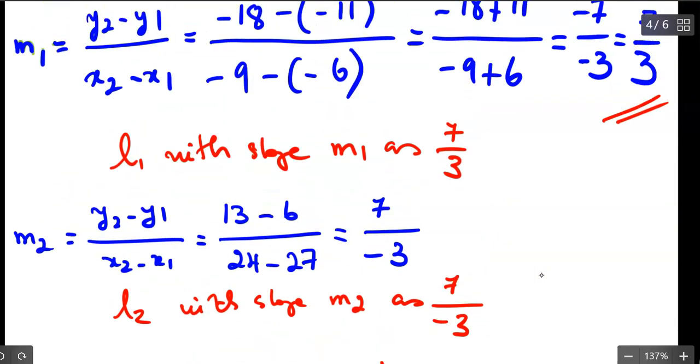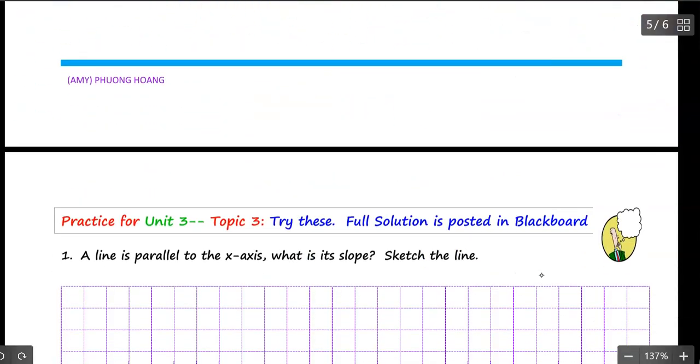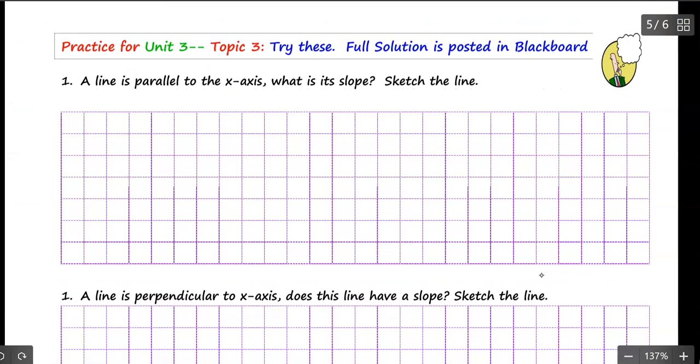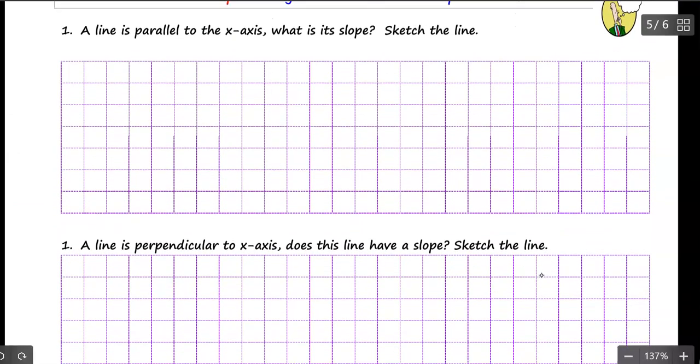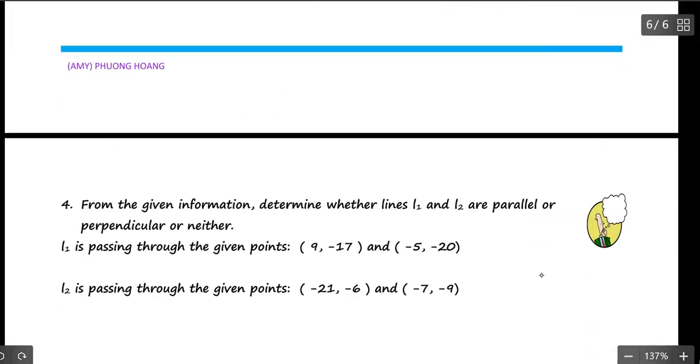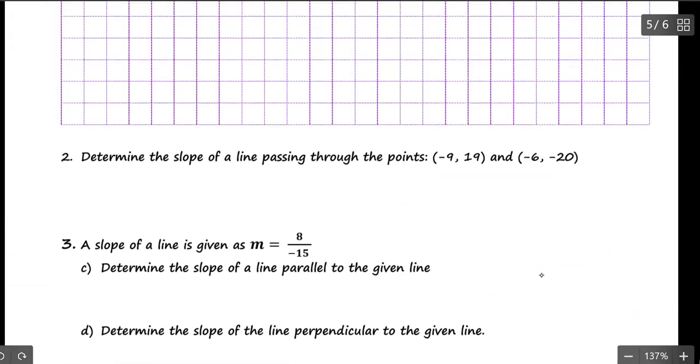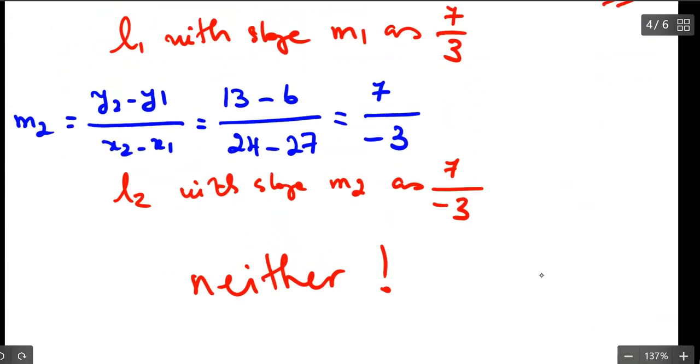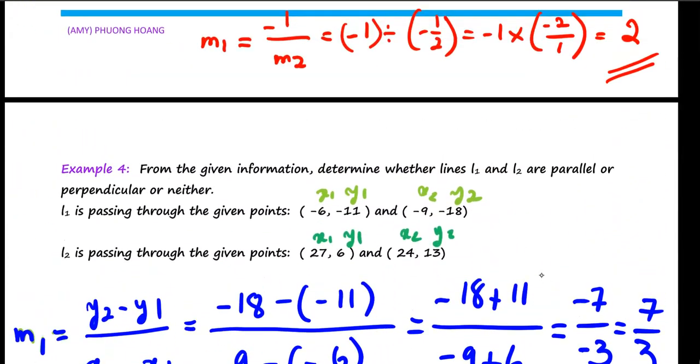Alright, so let's see if I cover everything. Yes, I do. And I have the practice here for everyone to try. The solution is posted, and make sure you try all of these exercises.